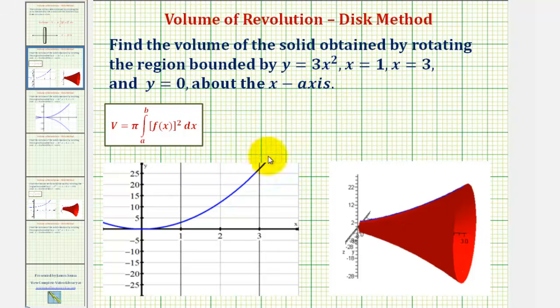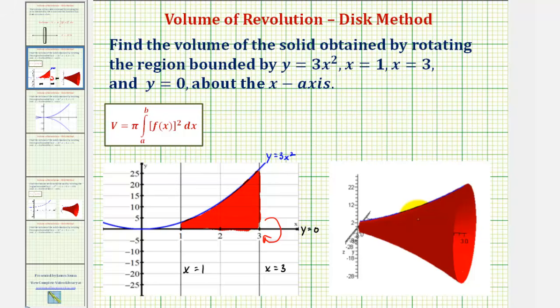So first, here's the graph of y equals 3x squared. Here's the graph of x equals 1. Here's the graph of x equals 3. And y equals 0 would be the x-axis. So the bounded region would be this region here. If we rotate this region about the x-axis, notice how it would form this solid here, and our goal is to find the volume of this solid.